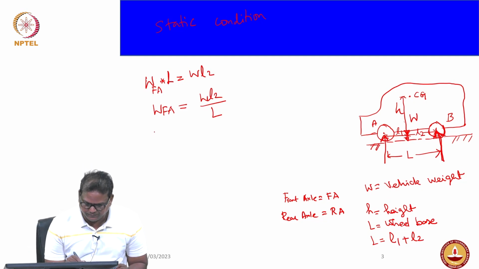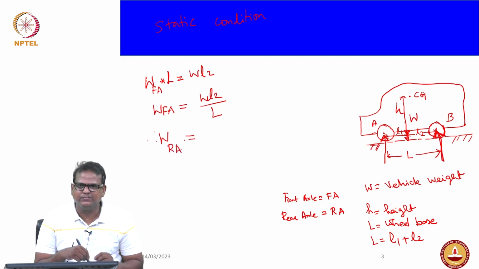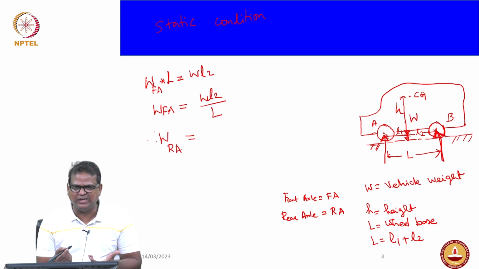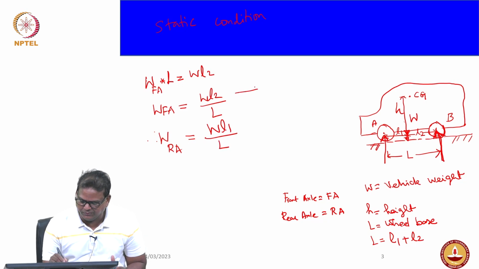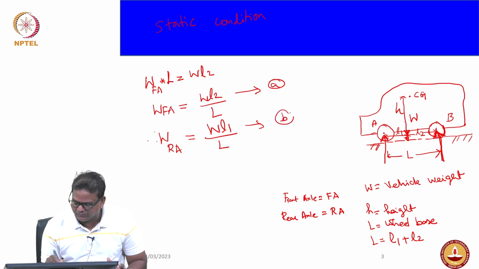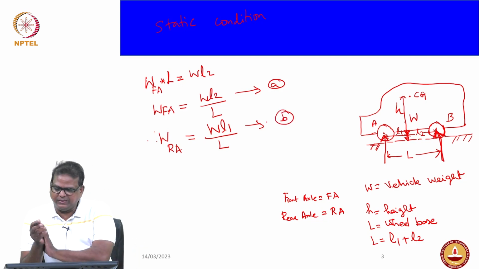Similarly, for the rear axle W_RA, what do you expect? W into L1 by L, yeah, W L1 by L. So, this is what you are expecting. You can take it as equation A and B, not 1 and 2. So, this is the static condition.